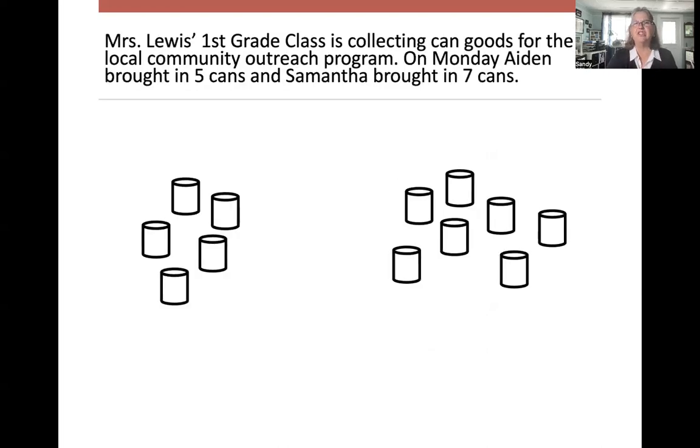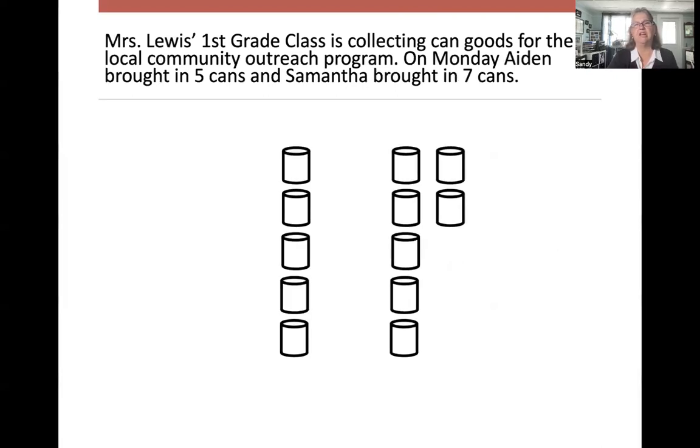And if we shift from drawing the cans in a random arrangement to one that's more organized like the 5 and 10 frame, do you see those 2 5s and then the 2 1s? I see it as 10 and 2. I'm less likely to count and more likely to work with these numbers as whole. The imagery will help me become more efficient.